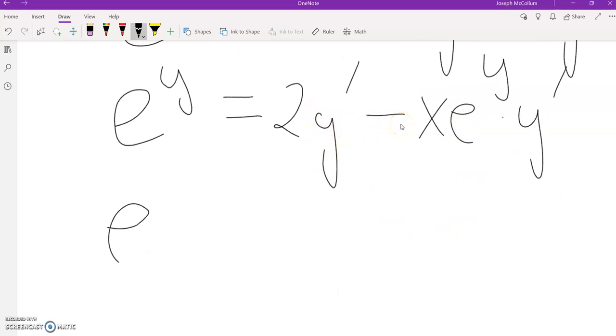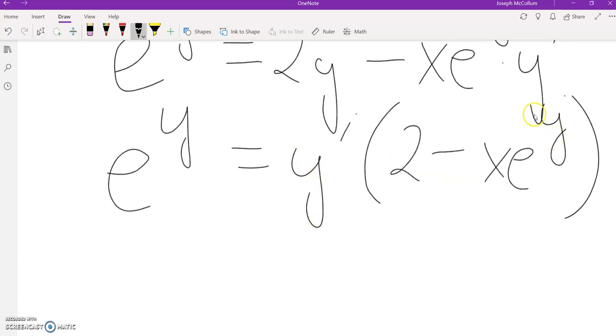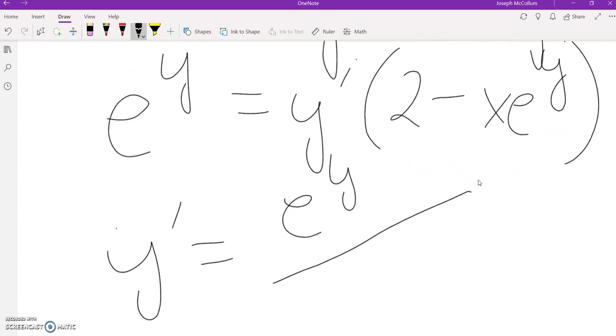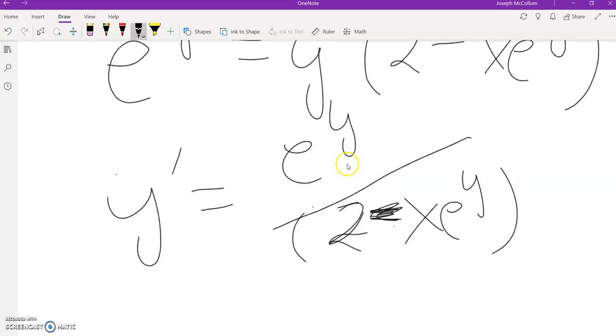What that means is I can factor out a y prime on this side. So I get 2 minus x e to the y when I factor out the y prime. Now that the y prime is factored, I can divide this parentheses over, and my expression, very complicated, though it's done, is e to the y in the top, and then divide over the 2 minus x e to the y for my denominator. And so that is my derivative.